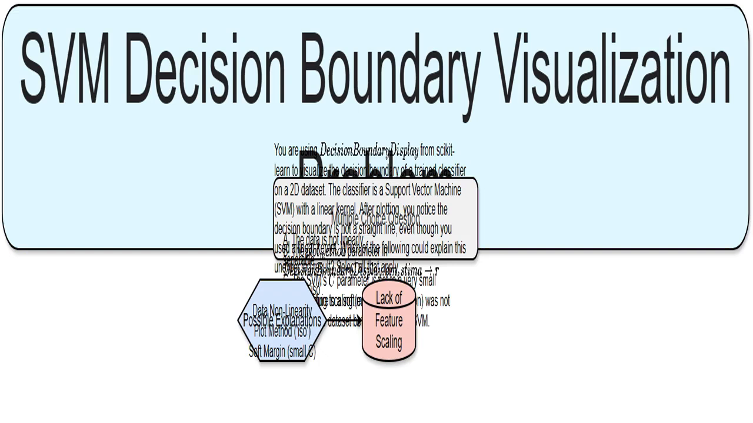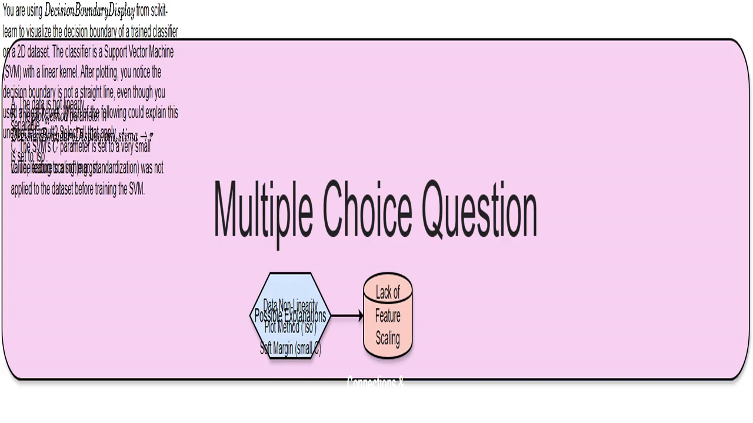We're tackling a problem where a support vector machine, SVM, which should produce a straight decision boundary because it uses a linear kernel, is unexpectedly creating a curved one. I'll guide you through figuring out why. This is a multiple-choice question to test your understanding of SVMs and how their decision boundaries are visualized.